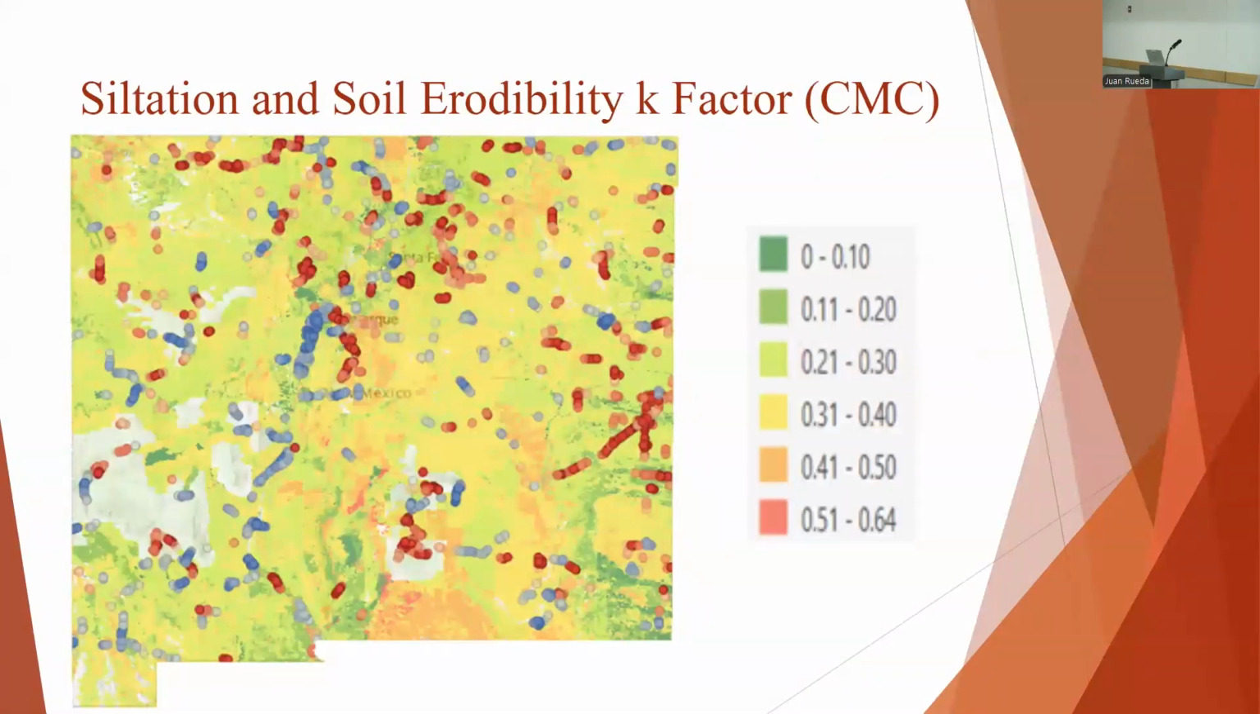Here's siltation and the soil erodibility factor. Couldn't tease out much there. The higher this number, the more erodible the soil is. So the soil texture is a big key to siltation, but still couldn't tease out a whole lot.